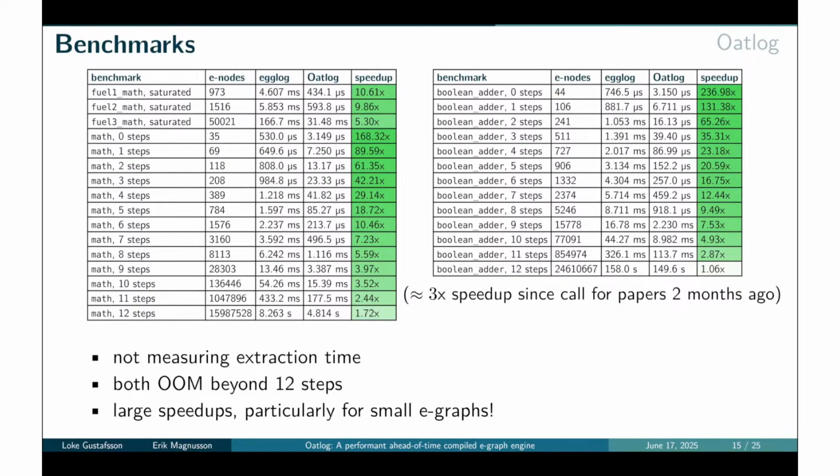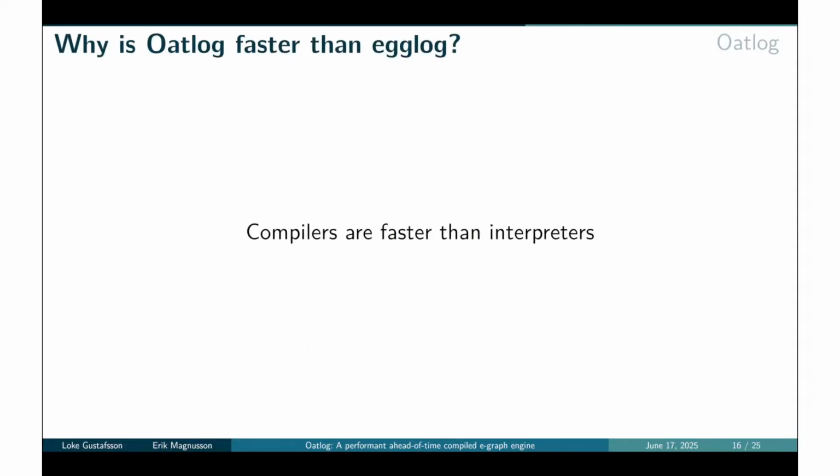You may notice that these figures look different from those we had in the extended abstract submitted 2 months ago. Oatlog itself was something we began working on 5 months ago, so we have been able to pick a lot of low-hanging fruit, essentially even up until today. So why is Oatlog faster than egglog?